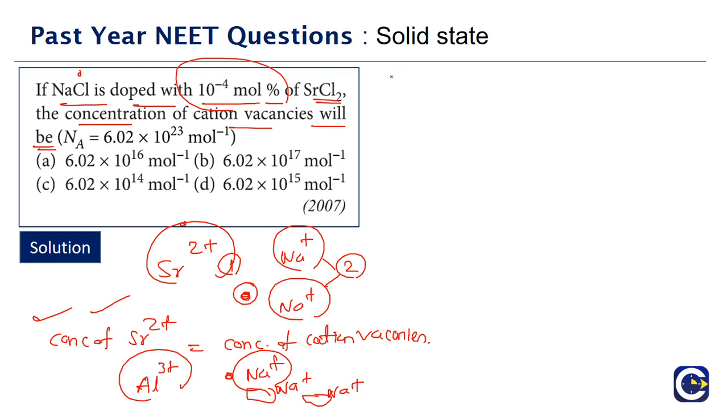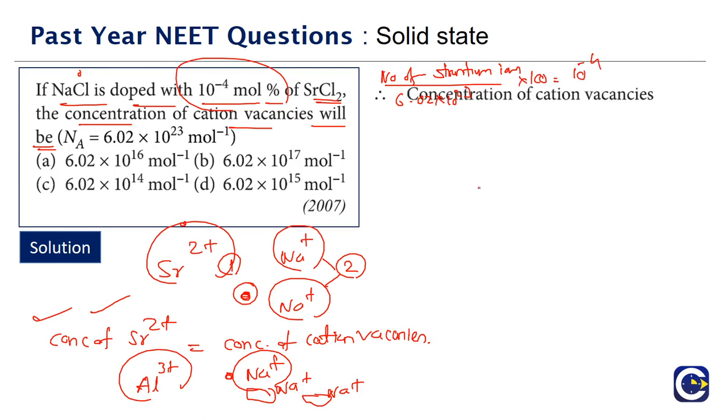What is mole percentage? This is basically the number of strontium ions by Avogadro number into 100. That is given as 10 power minus 4. Now from here we are looking at the number of strontium ions concentration. That is nothing but the concentration of the cation vacancies.